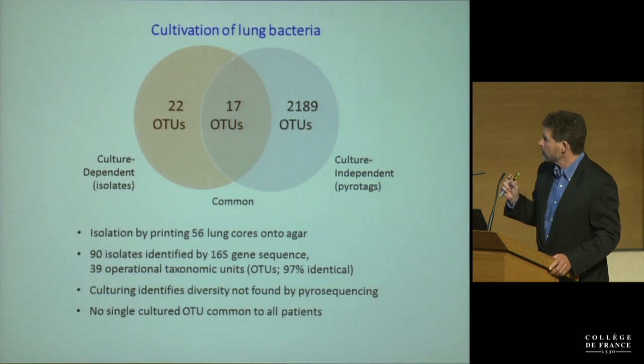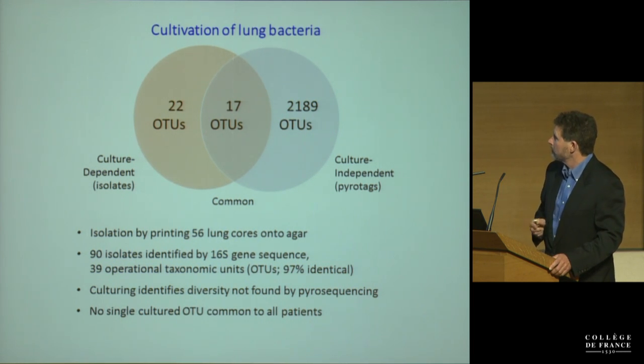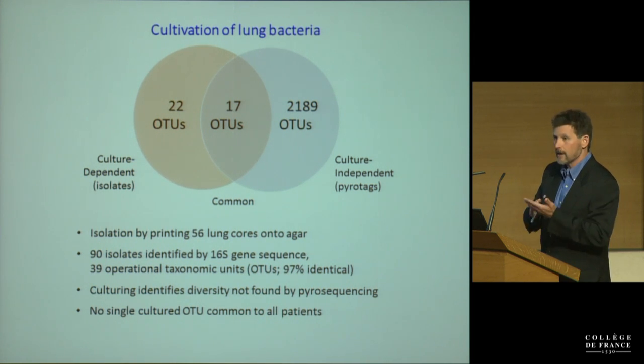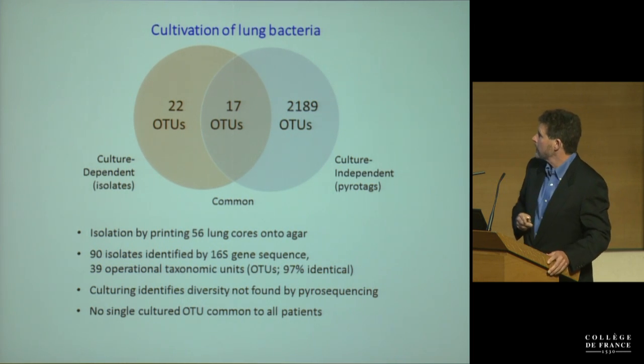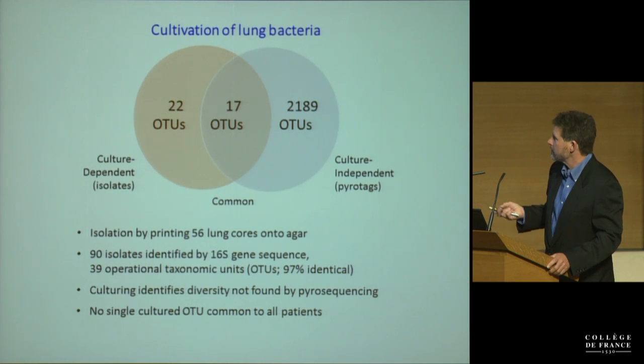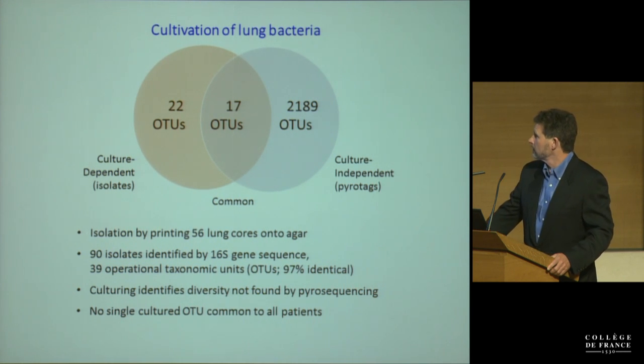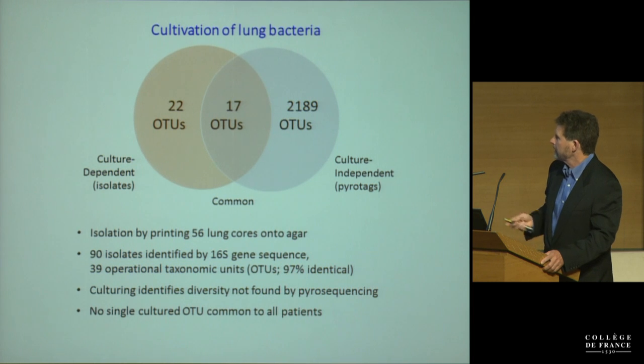And finally, with this set of samples, we also cultivated bacteria. And this is done basically by stamping the cores onto agars. So the cores are aseptically cut down the middle, and then that surface is just printed onto agar plates. And so 56 cores were used for this, and 90 isolates from that were identified by 16S gene sequences, yielding 39 operational taxonomic units. And these are delineated by 97% identity. And this is, by the way, the exact same analysis we use for the pyrotag data. So we could then compare our OTUs between the two data sets.